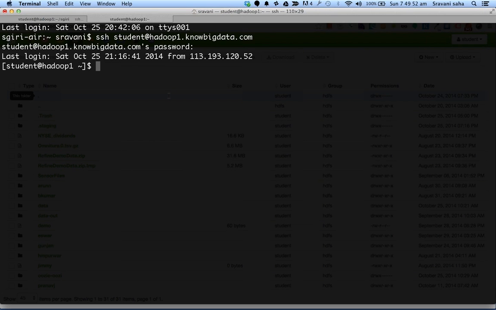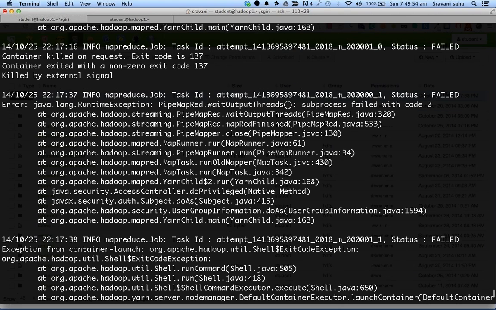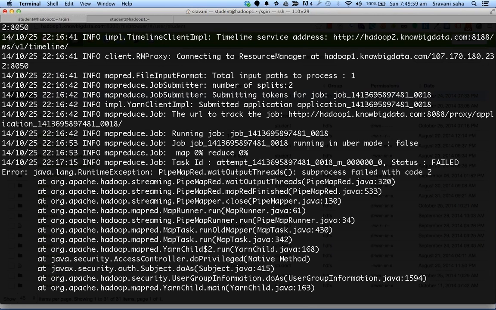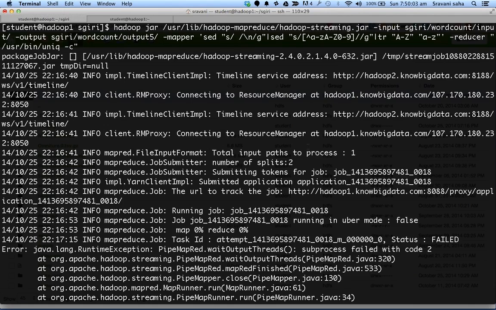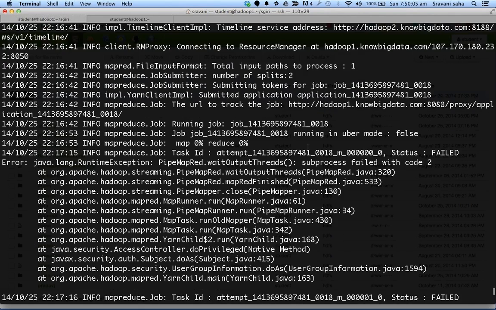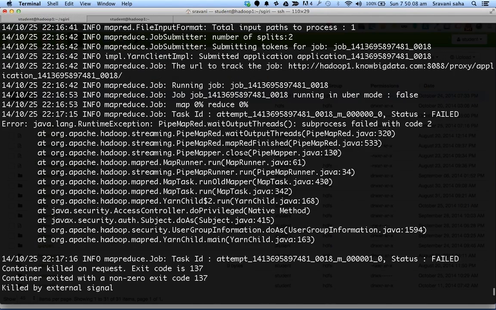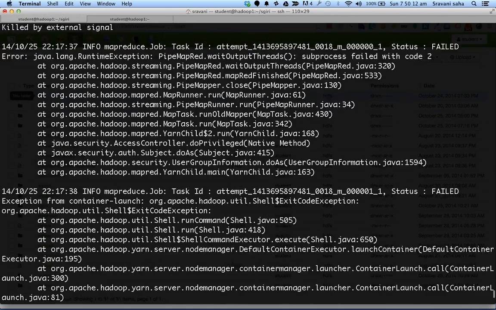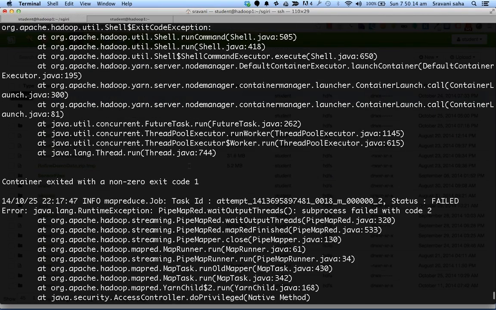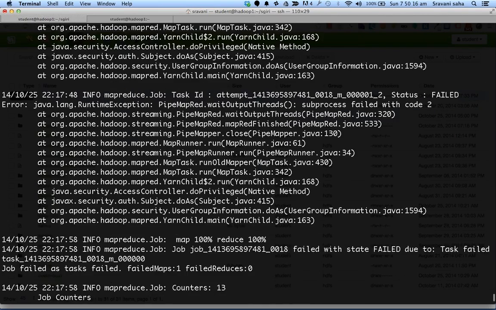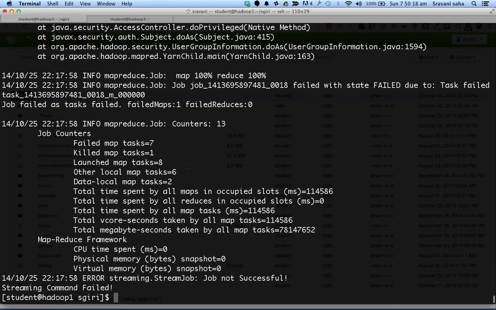Let's see if we got an error or something. Yeah, we got an error over here. What does it say? Attempted sub-process failed, and it says the pipe is not working. Sub-process failed with code 2, and the job is not successful.